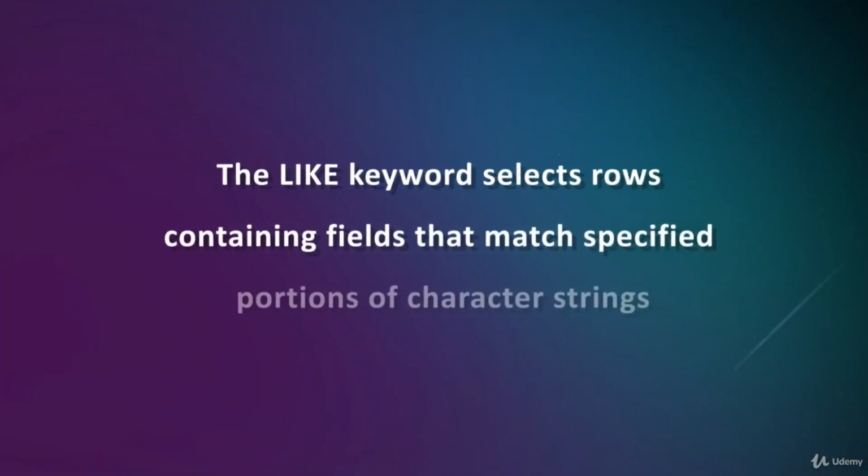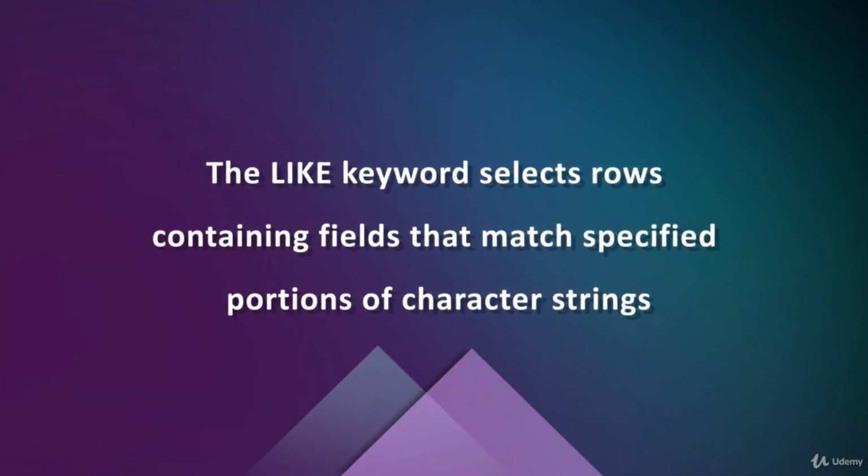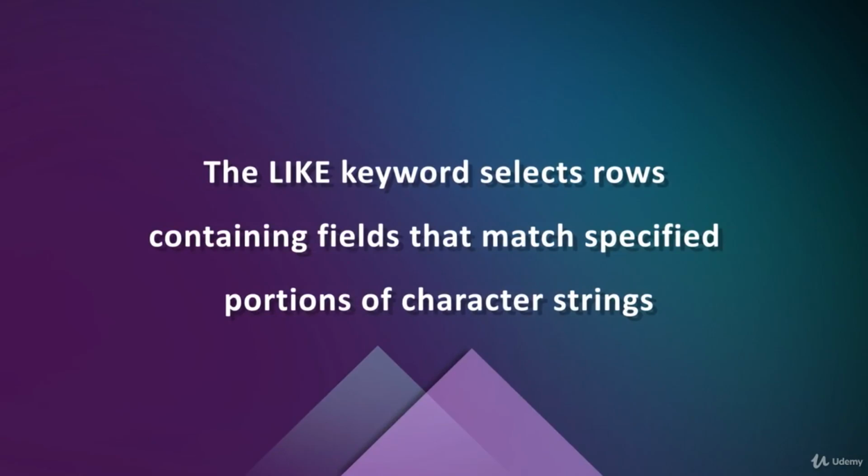The like keyword selects rows containing fields that match specific portions of character strings. Like is used with char, varchar, text, datetime, and smalldatetime data. A wildcard allows the user to match fields that contain certain letters. For example, the wildcard province equals N% would give all provinces that start with the letter N.